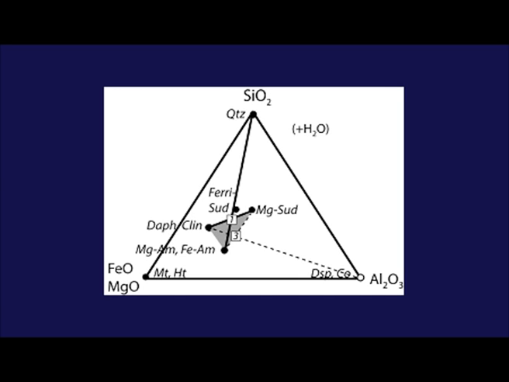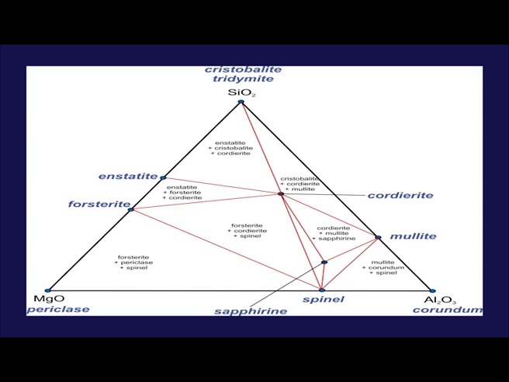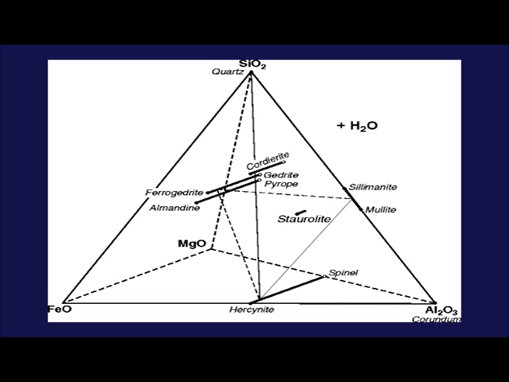Robinson and Jaffe 1969 and Sharma and McRae 1981 projected the phases from sillimanite onto the SiO2, MgAl2O4, FeAl2O4 plane. See figure. A student can also project corundum or quartz as shown in figure.